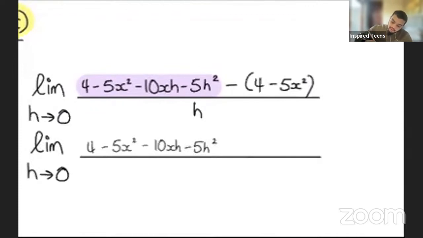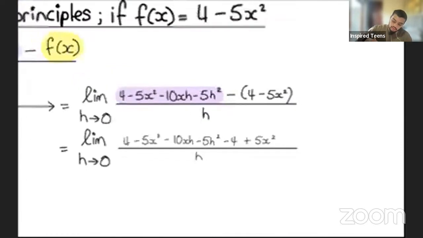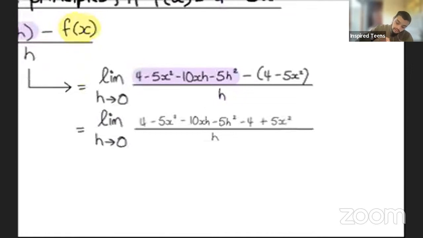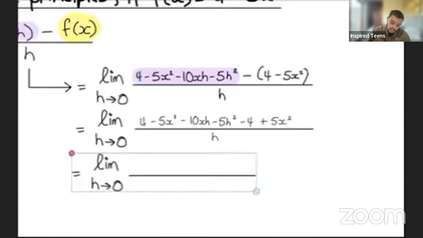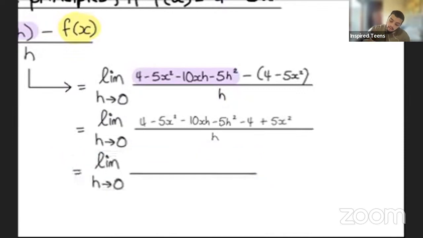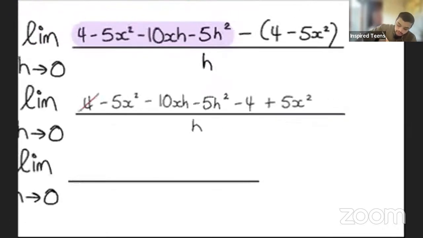No, I'm writing 10, but it's fine. So this should become minus 4 plus 5x squared divided by h. Okay, then again we paste. Right, now if we look on top, again we're expecting things to cancel, always expect things to cancel. We have positive 4 and negative 4 cancel with each other. Negative 5x squared and positive 5x squared become 0, they cancel with each other.